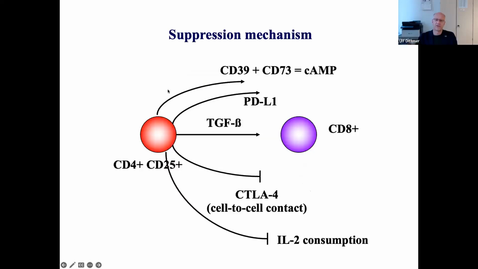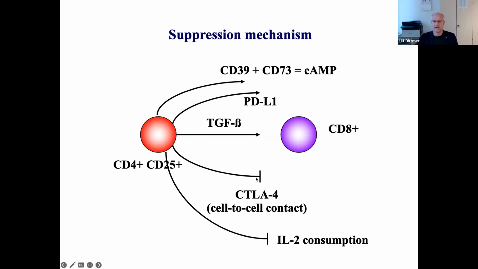So what are the mechanisms that have been described? When these cells were discovered, the million-dollar question was, what is the mechanism of their suppression? And everyone was working on this. But it turned out they don't have a single mechanism. They have a number of different mechanisms how they can suppress effector T cells. And this just lists the most important ones. One mechanism is that they produce cytokines that are inhibiting other immune cells, like TGF-beta. That's an immunosuppressive cytokine.